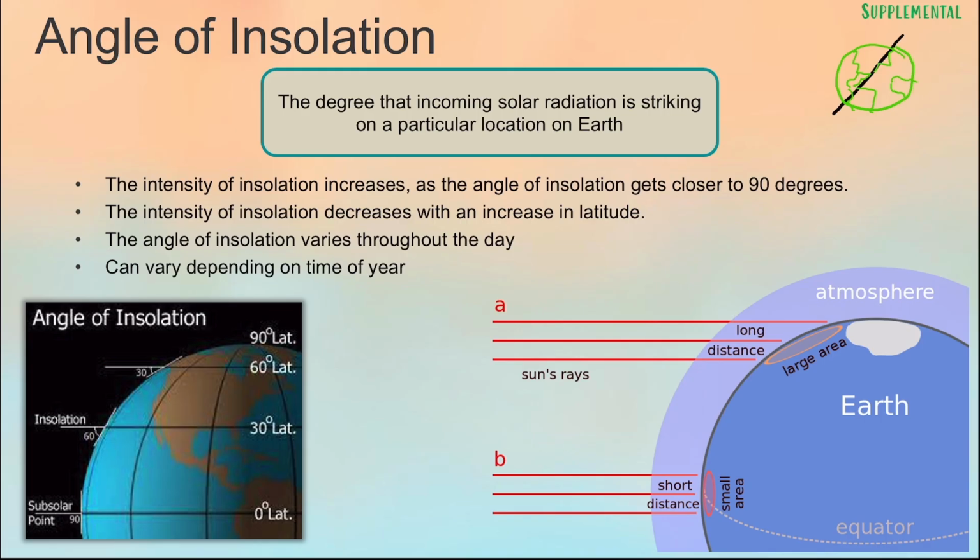So if we look at B right here, we have a very short distance and it is going to be 90 degree insolation, meaning it is dead on. If you're to take a flashlight and you want to shine on something, you want that flashlight at 90 degrees to be able to ensure that you're getting the most concentrated amount of light. So we are having high concentration of light or of UV.